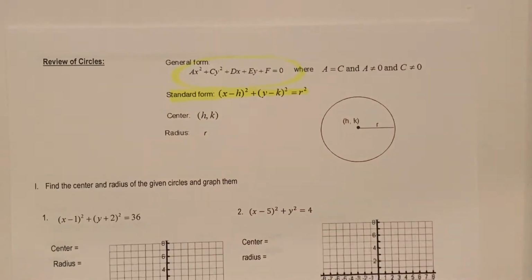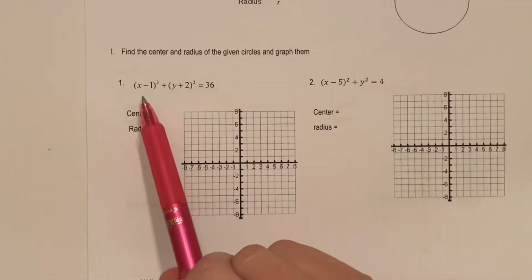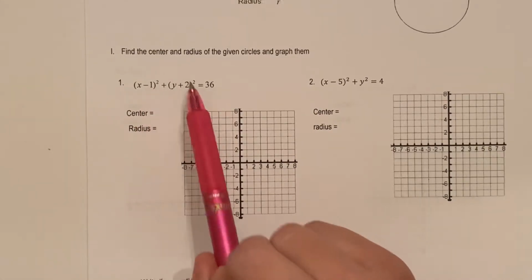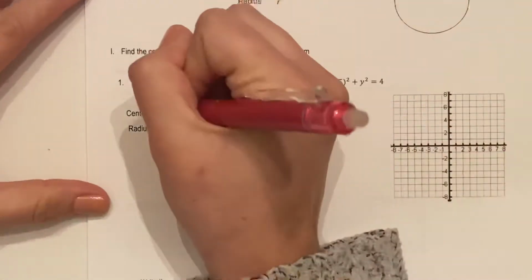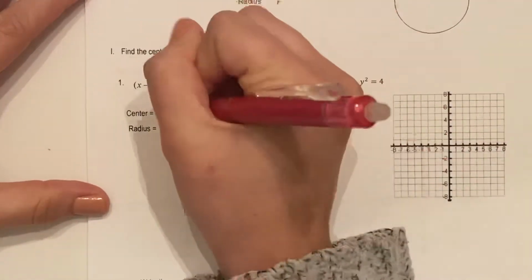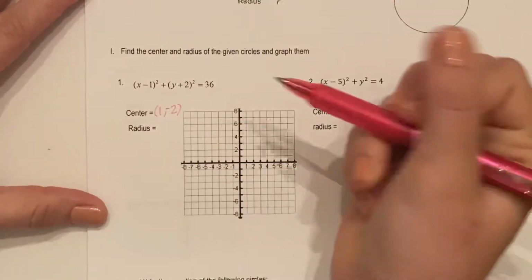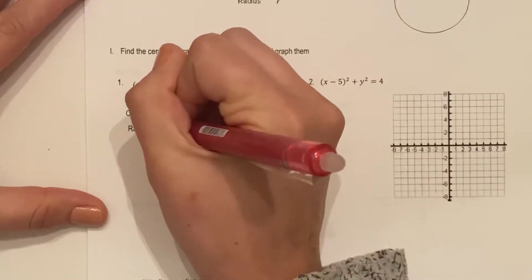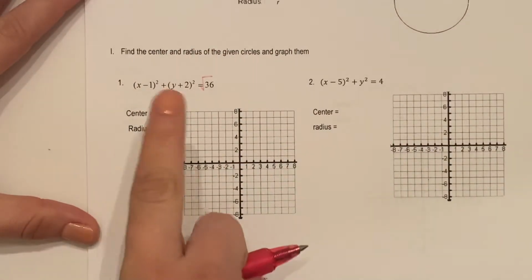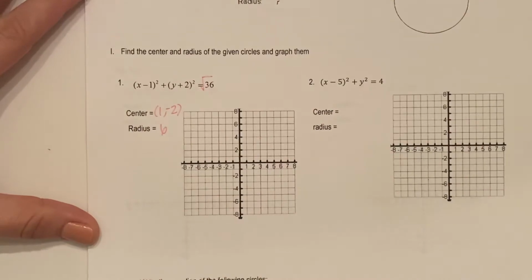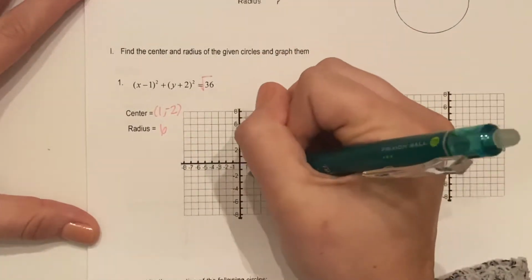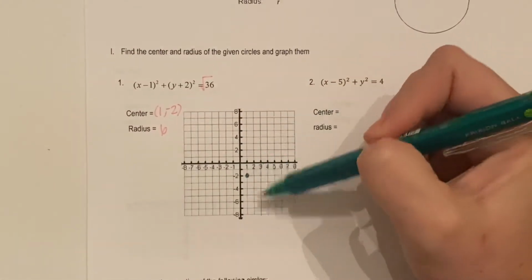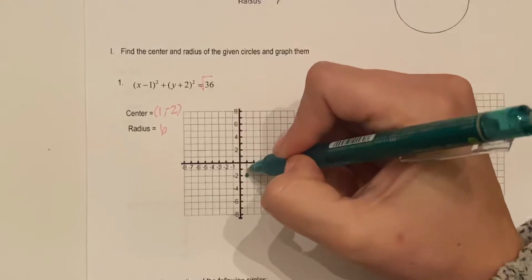So let's take a look at the first problem. We have x minus 1, y plus 2, and 36. So our center comes from these x and y values, but remember you do the opposite. So that'll be positive 1 and negative 2. And then for the radius, this is already r squared. So take the square root of it, and that's 6. And this is all we need to graph it. First thing I'll do is plot my center at 1, negative 2. And then to plot the radius, I'm just going to go up, down, left, and right 6 in every direction.